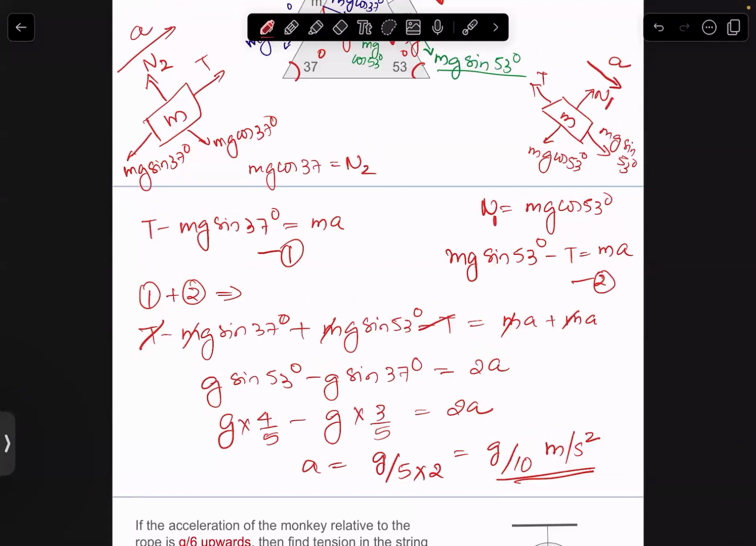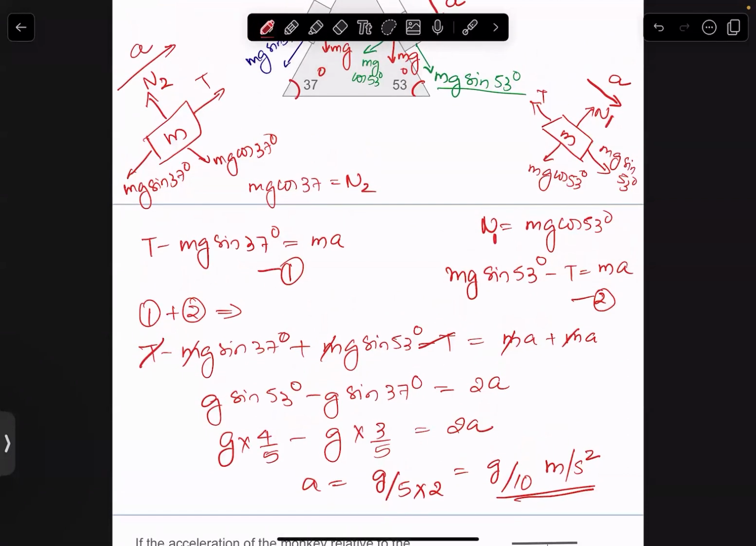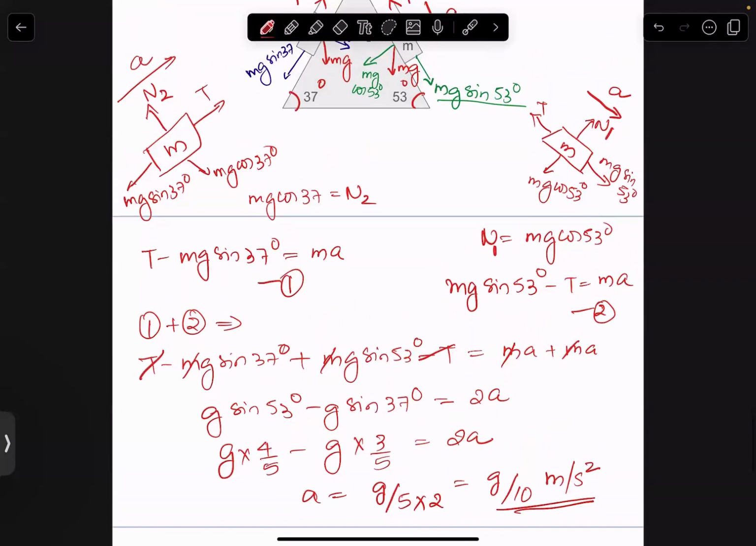So I am concluding the pulley block problems over here. And next class, we will continue with a new topic of laws of motion.